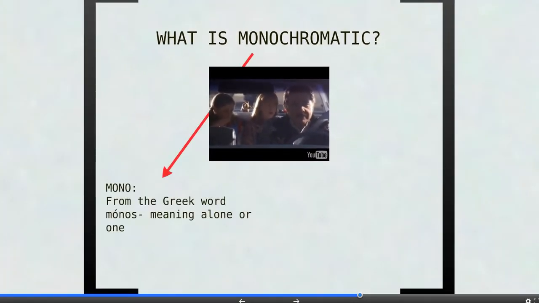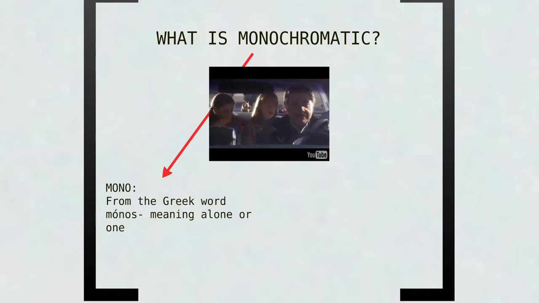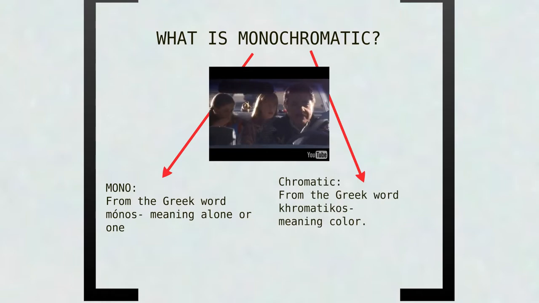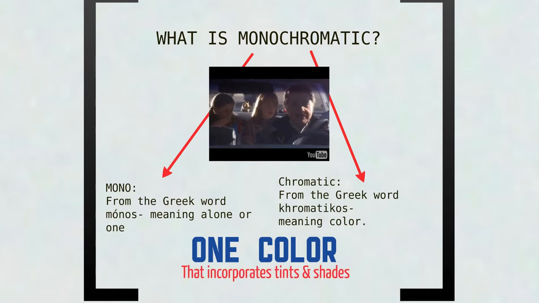So, from the Greek word monos, meaning alone or one. So the first part of that word means alone or one. The second part, chromatic, from the Greek word chromatikos, meaning color. So if you put those two together, it is one color that incorporates tints and shades.